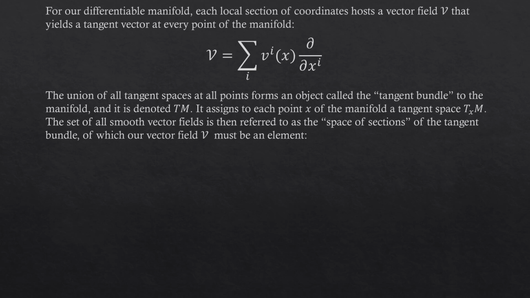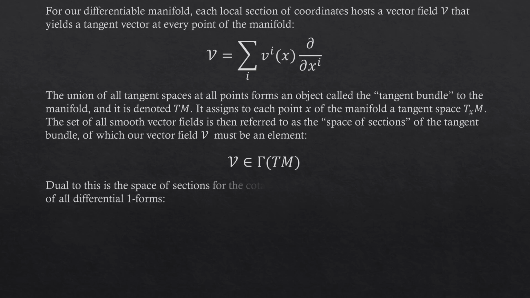And the set of all smooth vector fields is then referred to as the space of sections of the tangent bundle. And our vector field V is indeed an element. So gamma of TM is the smooth space of sections of the tangent bundle on the manifold. But dual to this, however, is the space of sections for the cotangent bundle, denoted T star M. And this gives us the space of all differential one-forms.